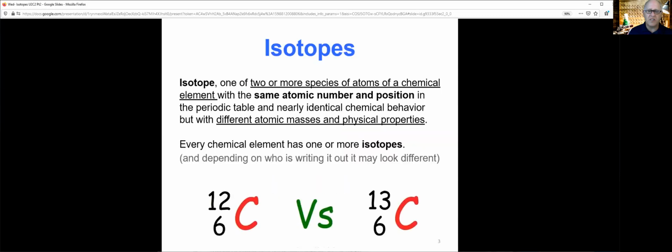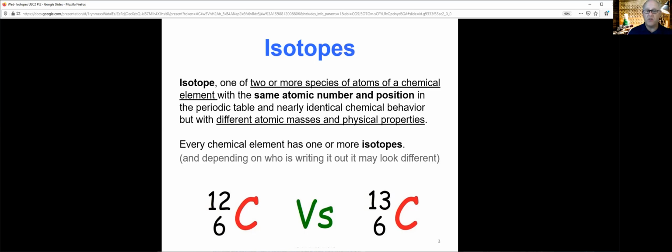Isotopes. So let's get a definition of isotope for you first. An isotope is one of two or more species of atoms of a chemical element with the same atomic number and position in the periodic table and nearly identical chemical behavior, but with different atomic masses and physical properties. So it is the same element, but a different species of it. And we're going to look at what that is. Every chemical element has one or more isotopes.